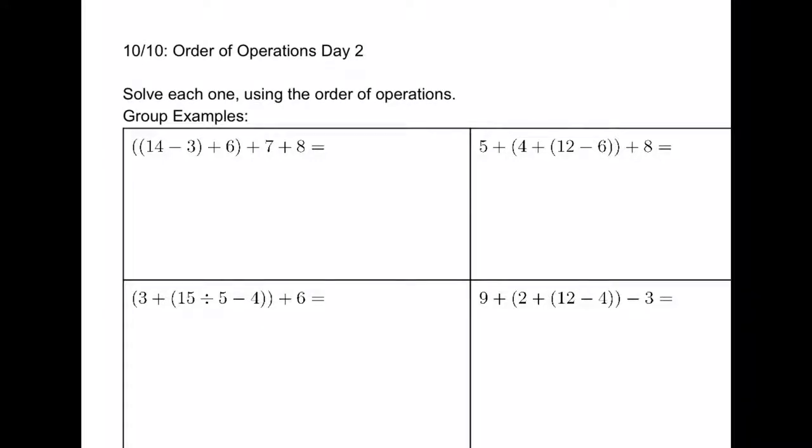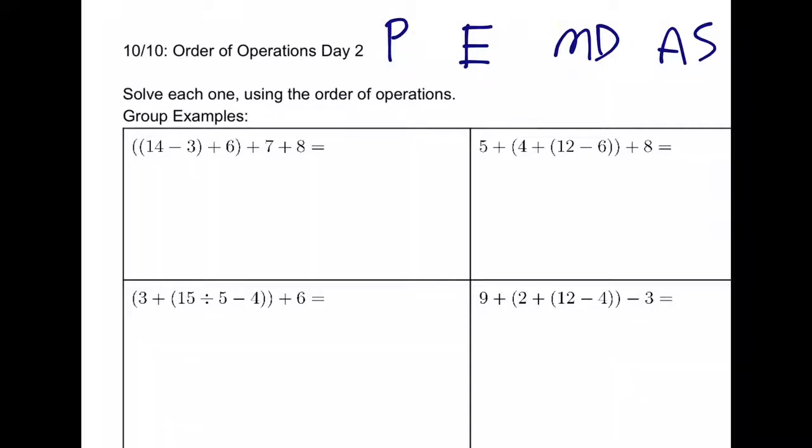Order of operations, day 2, October 10th. Solve each one using the order of operations. And as a reminder, first we have parentheses, then we have exponents, then we have multiplication and division that happen together, and finally, addition and subtraction. Those are the 4 steps.